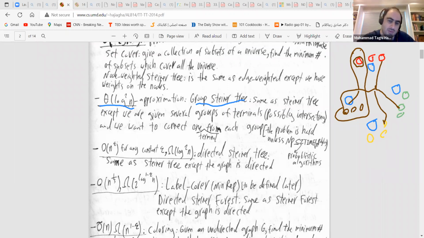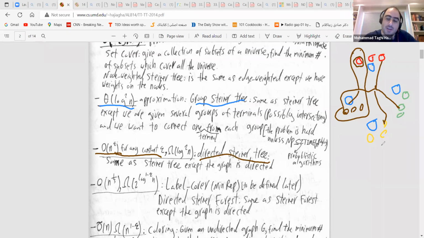There is a log n to the 2 approximation, and is it hard? There is another problem, log n to the epsilon for any constant epsilon. And the hardness is still log n to the 2. This is a directed Steiner tree.